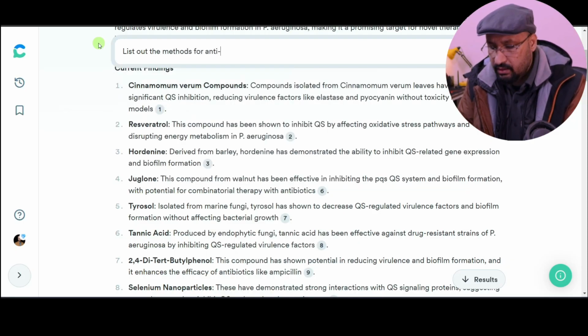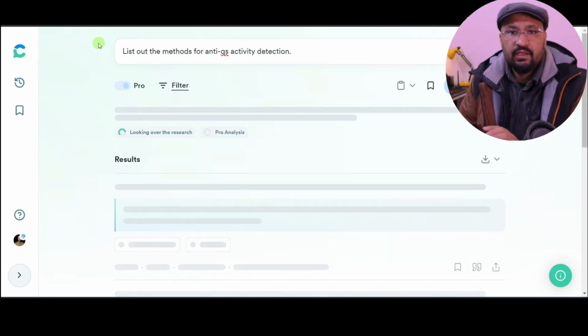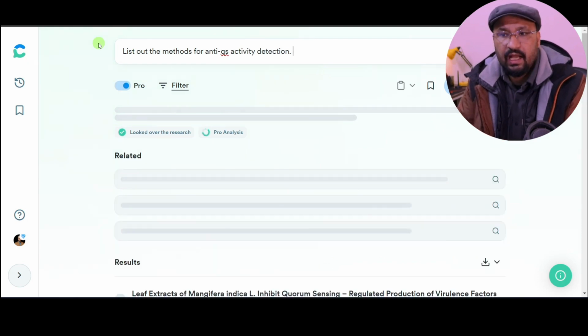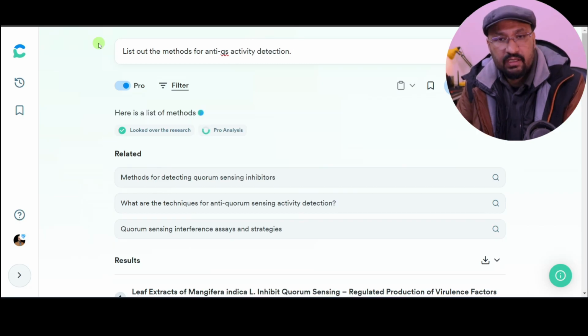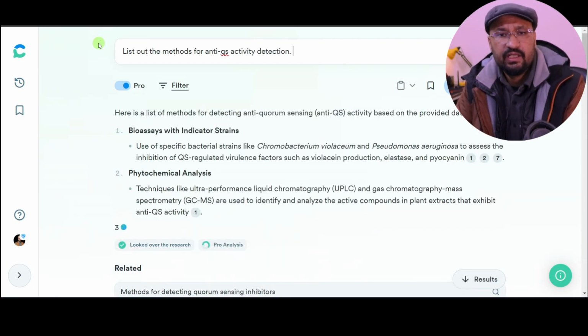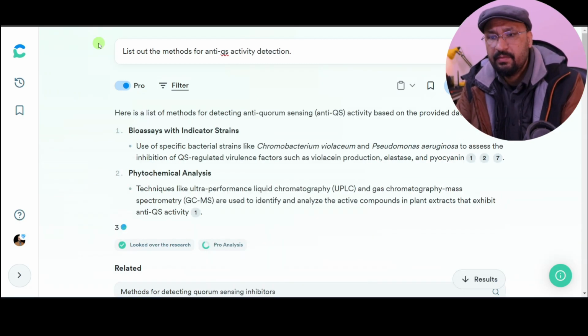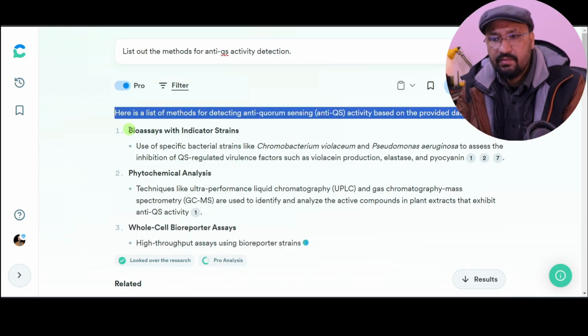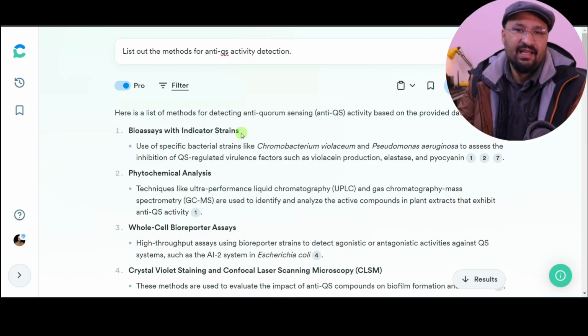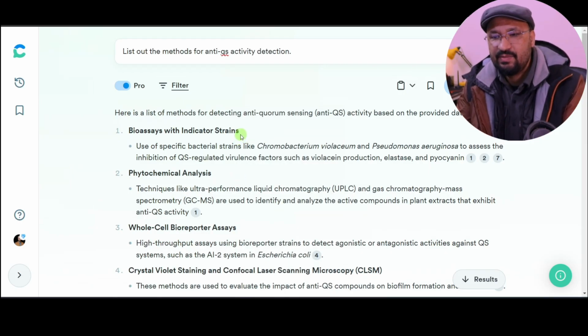for anti-quorum sensing activity detection, because probably that is the method you will be putting in your research project, and it will tell you what the latest methods, the advanced methods are, because many of the people are using the conventional biochemical based assay. Here you can find out updated assays, for example, bioassay with indicator strains. I mean, we have done that in our research papers. You can find out all those methods in our papers also.